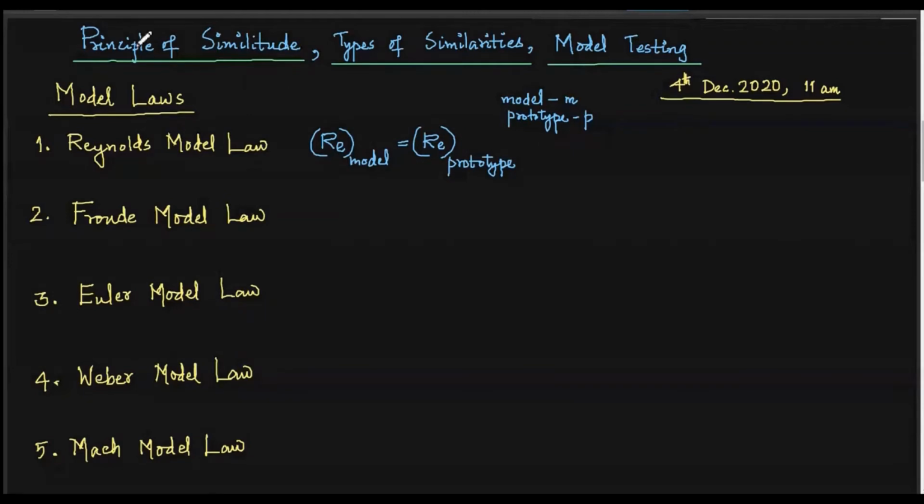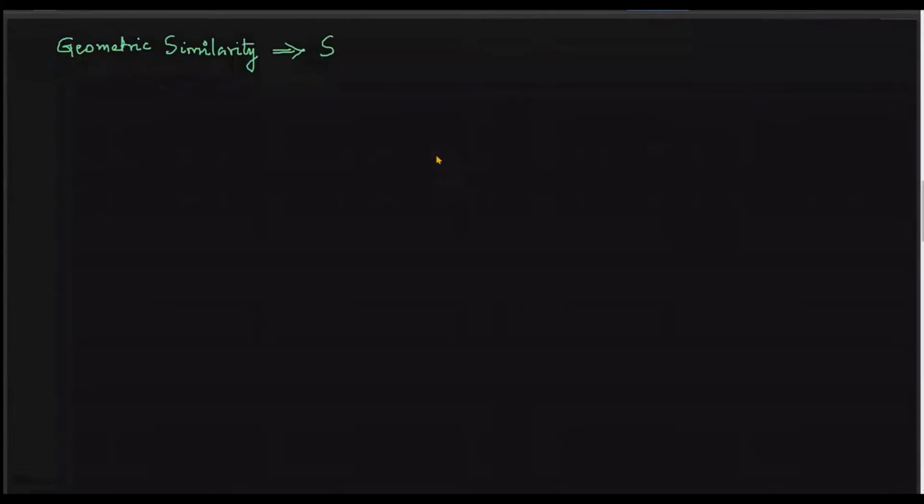Principle of similitude or similarities, that means types of similarities involved. There are 3 types of similarities which normally we study. One is geometric similarity. Geometric similarity means it is the similarity of dimensions. So you must have studied about similar triangles and all. We don't want to say that the size is exactly identical. The shapes may be similar, the sizes may not be identical. So geometric dimensions are proportional.